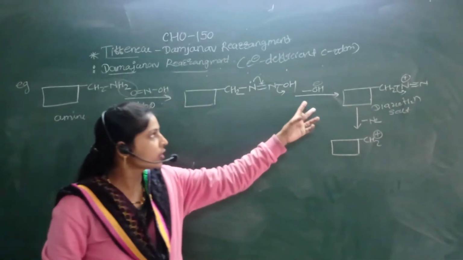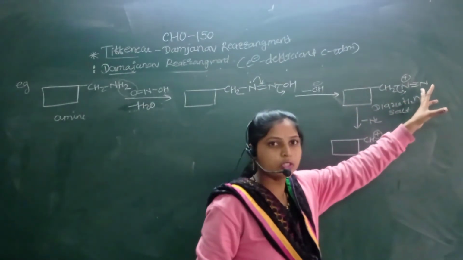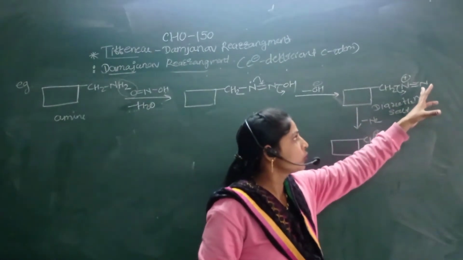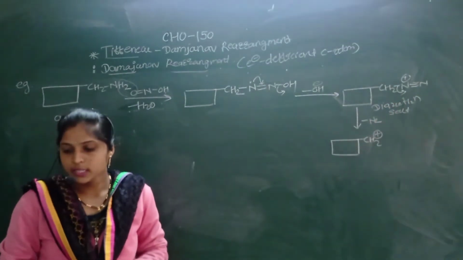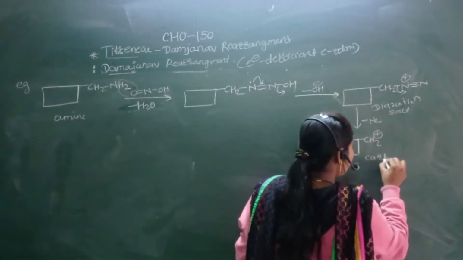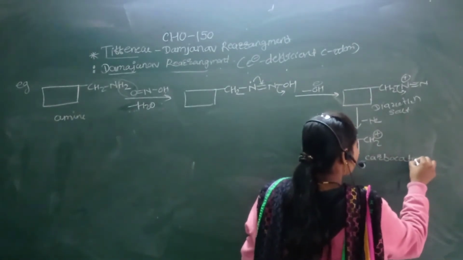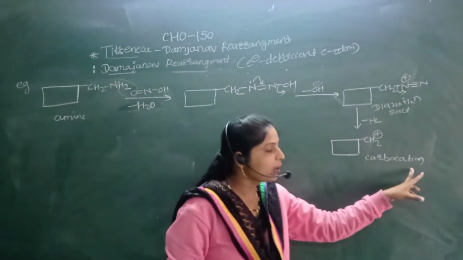First of all, this OH can depart by using the lone pair of nitrogen. So here is the formation of the nitrogen-nitrogen triple bond, and the formation of N2 gas. This N2 gas departs easily. So here is the formation of the carbocation. This is the important step of this rearrangement. Here is the formation of the diazonium salt and here the formation of the carbocation.